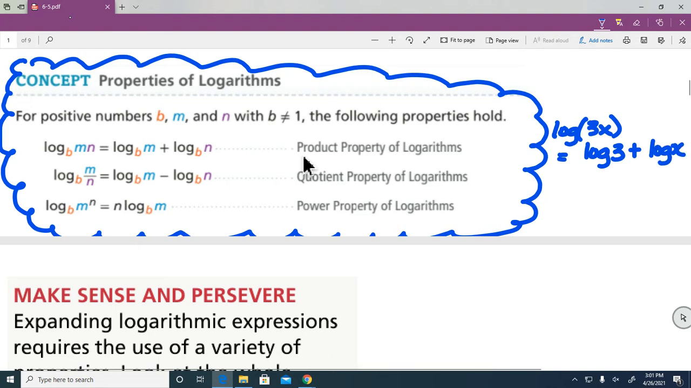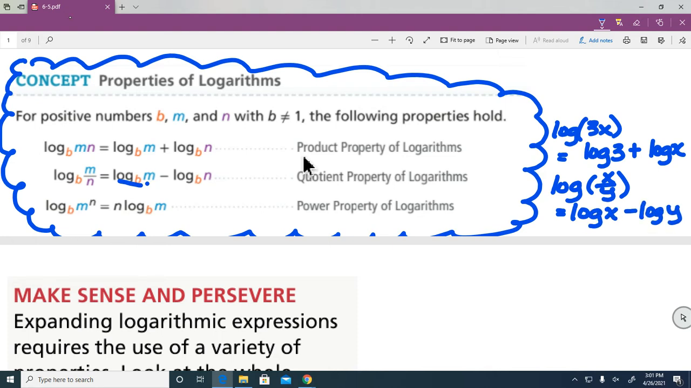The second property is dealing with the log of a quotient. So if you have a log of a quotient, you can change it into two logs, or expand it into two logs, by saying the log of one minus the log of the other. So if I had the log of x over y, I can expand that by saying that is the log of x minus the log of y.